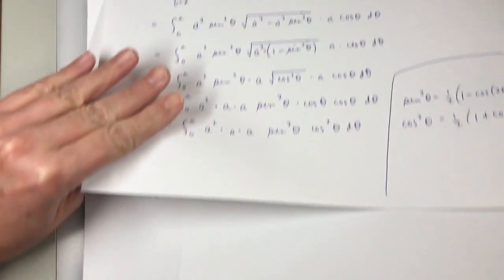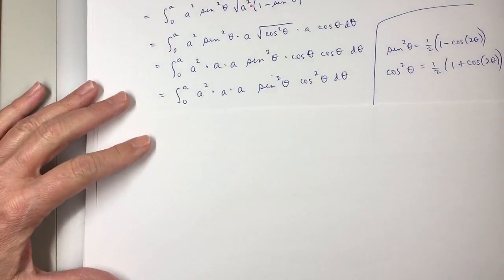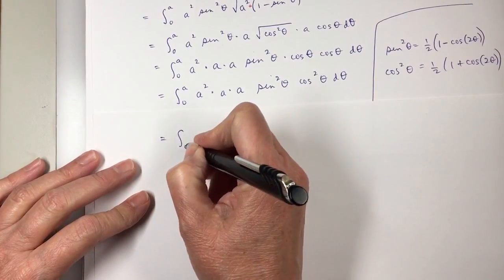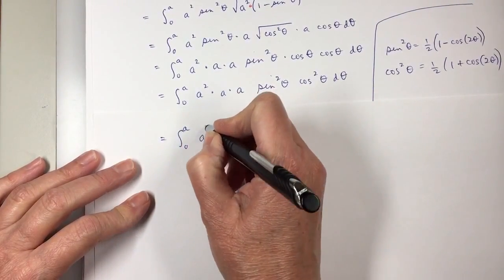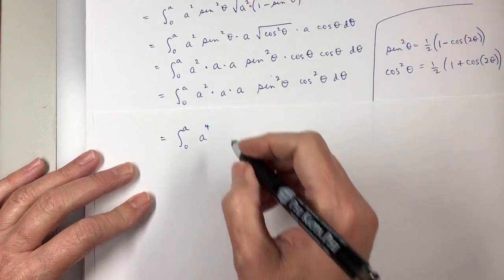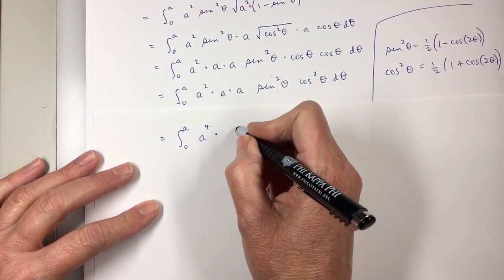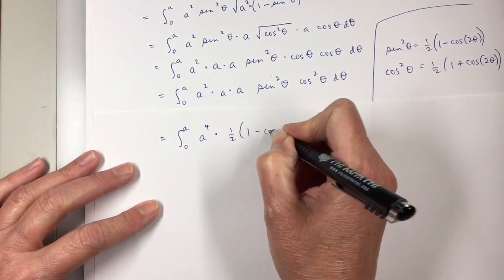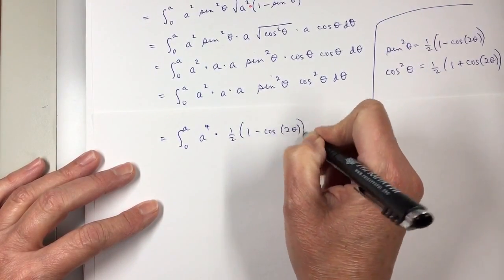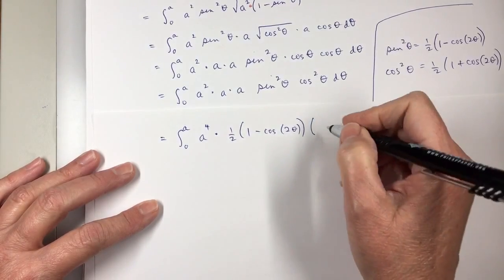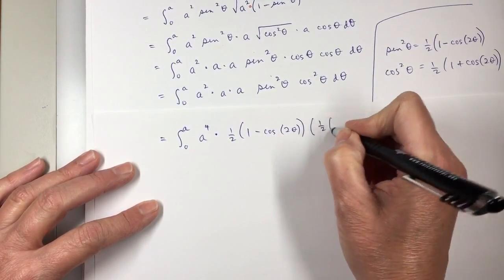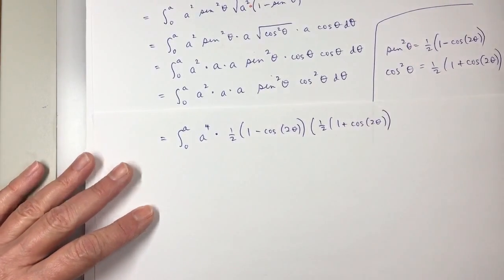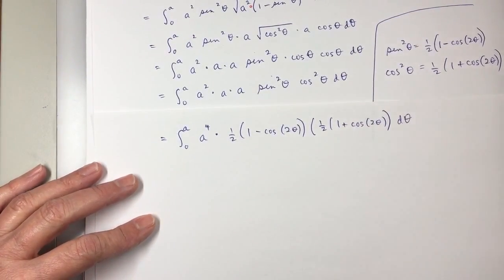Let's do that. So we'll have this. This equals the integral from 0 to a. This time I'll write a to the 4th power. And sine squared theta is 1/2 times 1 minus cosine 2 theta. And cosine squared theta is 1/2 times 1 plus cosine 2 theta. Oh, let's put on d theta.